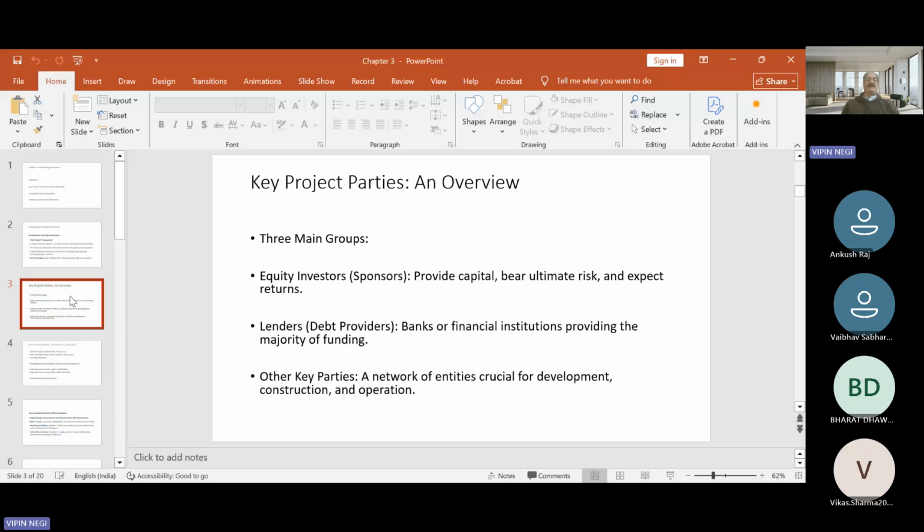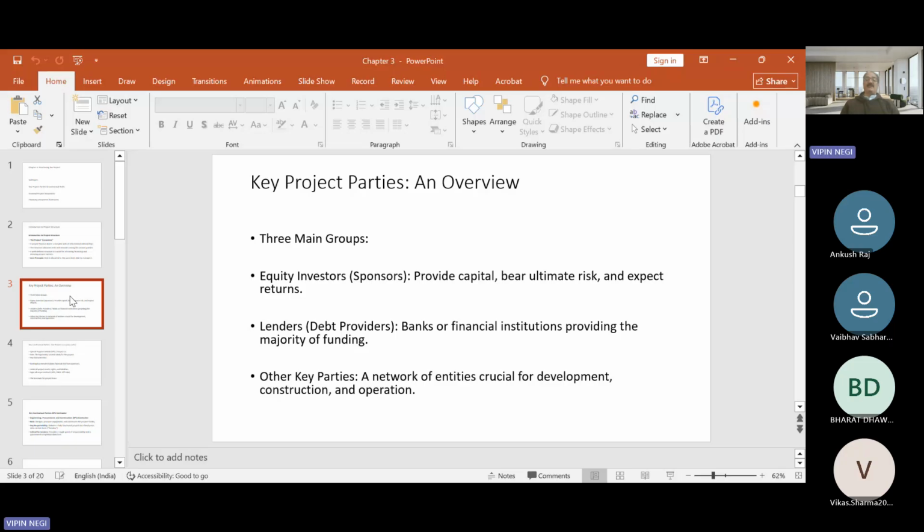Then there are other key parties, which may be a network of various entities who are crucial for development, construction, and contractual operations. Few of them are such as the EPC contractor. What is an EPC contractor? The EPC contractor designs the project, procures all the engineering skills and equipment to construct the project, erects all the project facilities, ensures that test and trial runs are completed, and finally commissions the project on a fixed time and fixed price basis. Basically, the EPC contractor's key objective is to deliver a project as per the predefined specifications within a certain cost and time frame.